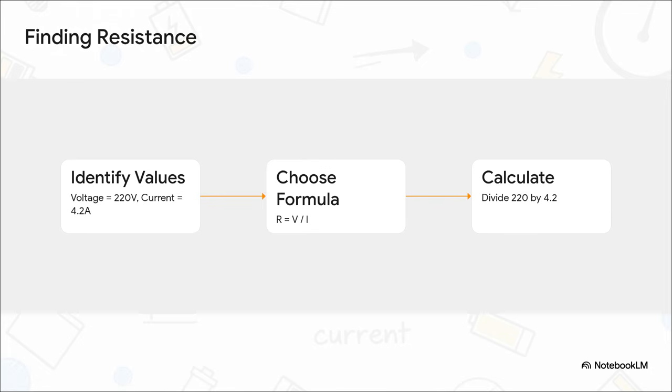Step 3, we divide our 220 volts by those 4.2 amperes. Doing this lets us discover that there are roughly 52 ohms of resistance happening inside that machine just to cook your food. How cool is that?